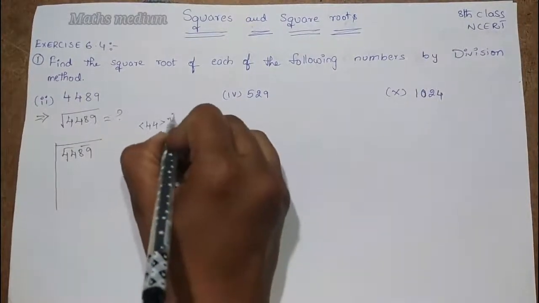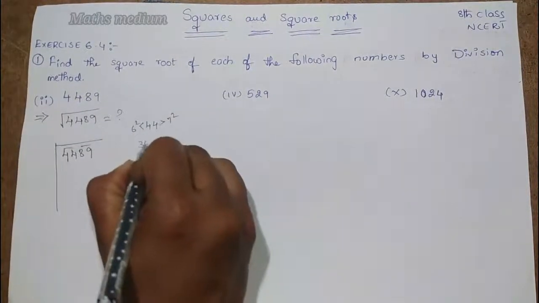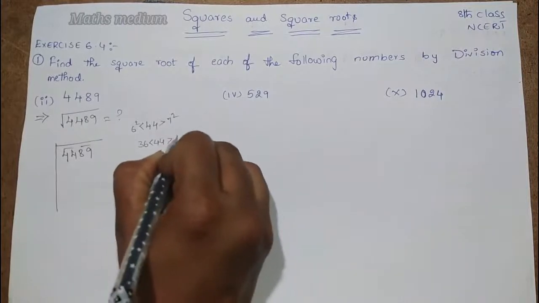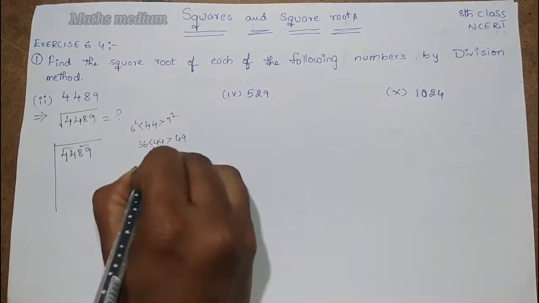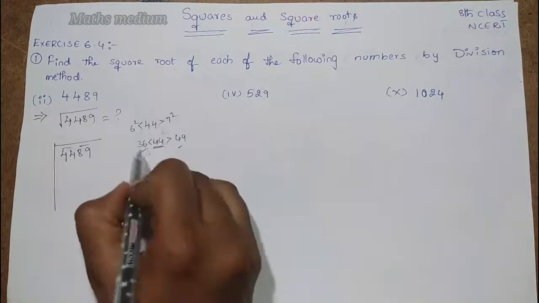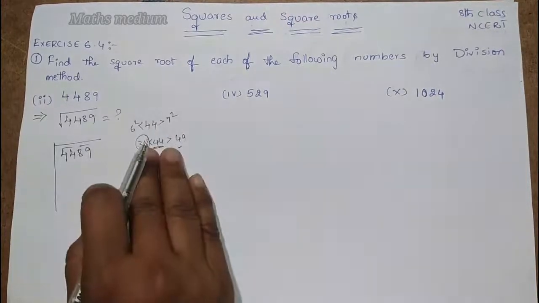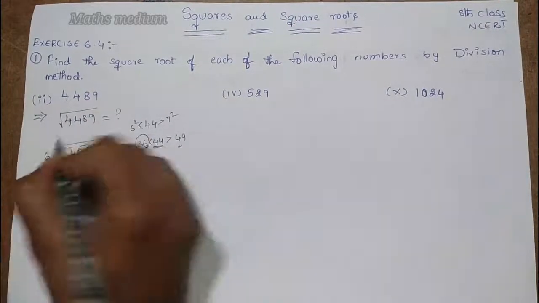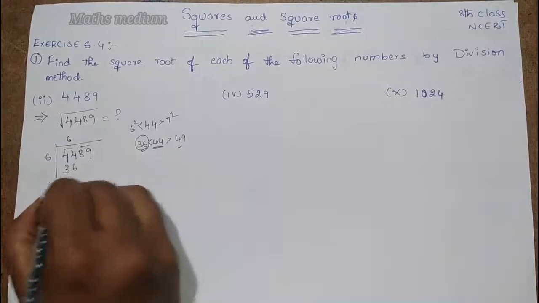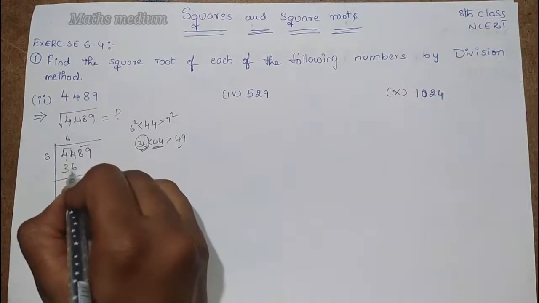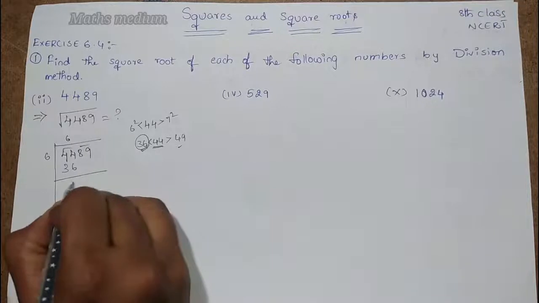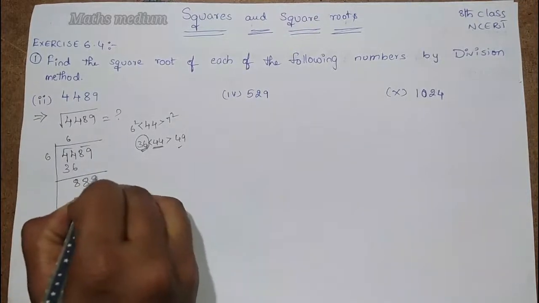If you take 7 square, this is 6 square: 36 and 44 and this is 49. This is in between 6 square and 7 square. But here 36 is best for the division purpose. So 6 sixes are 36. Now 44 minus 36 gets 8, and bring down 89.